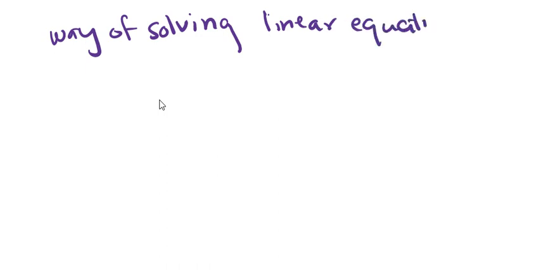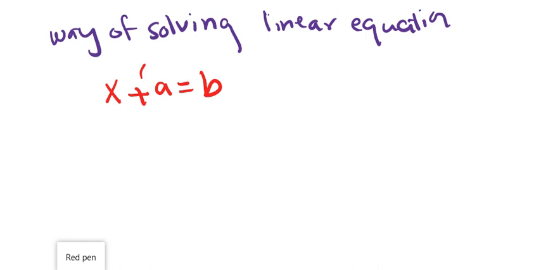If you have the variable x plus a, where a is a constant, equal to b, and we want to find the value of x, that means we will subtract a from both sides to get only x here, or we transfer a to the other side. Then x equals b minus a.